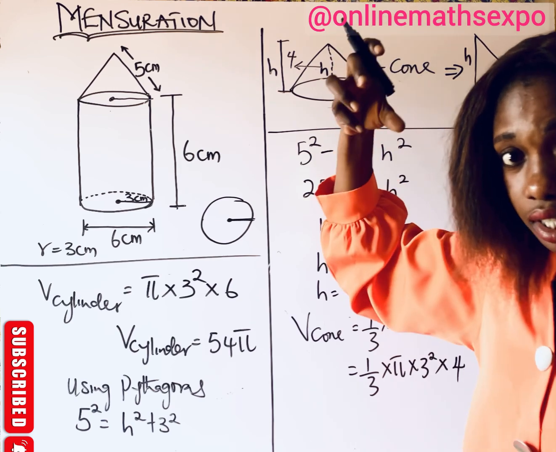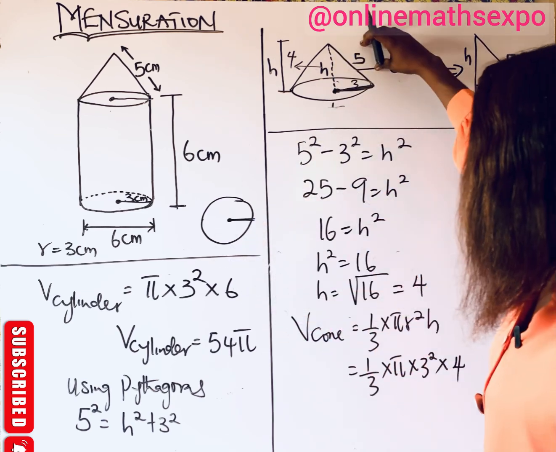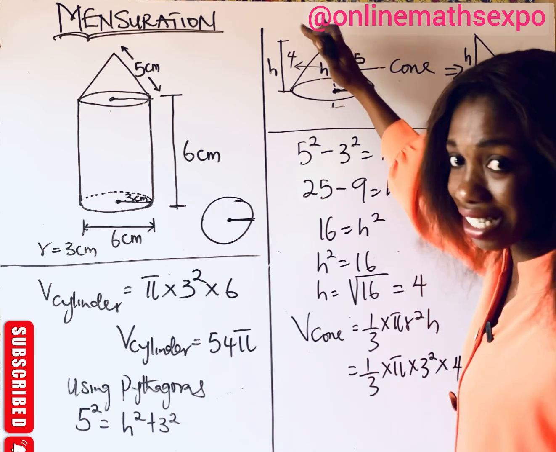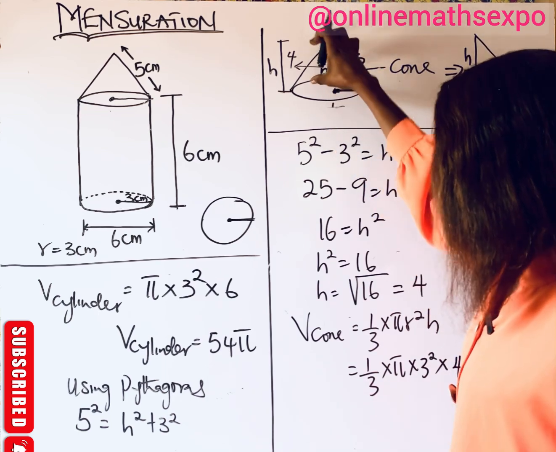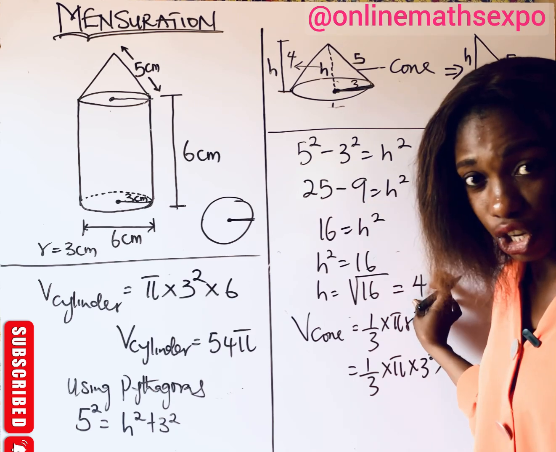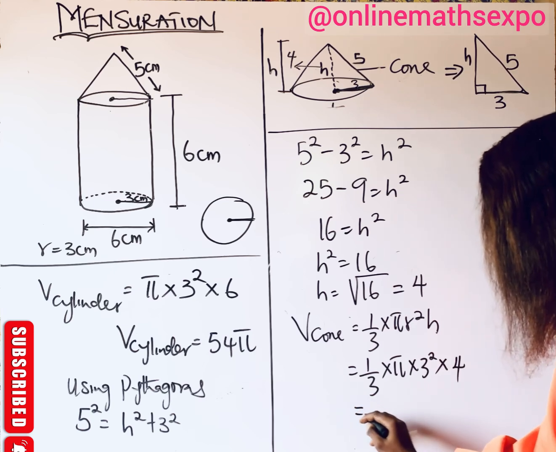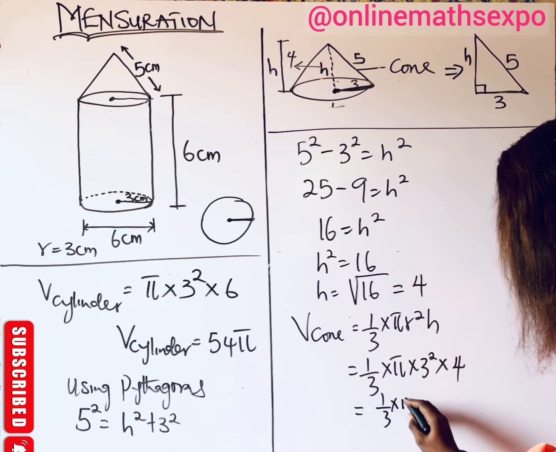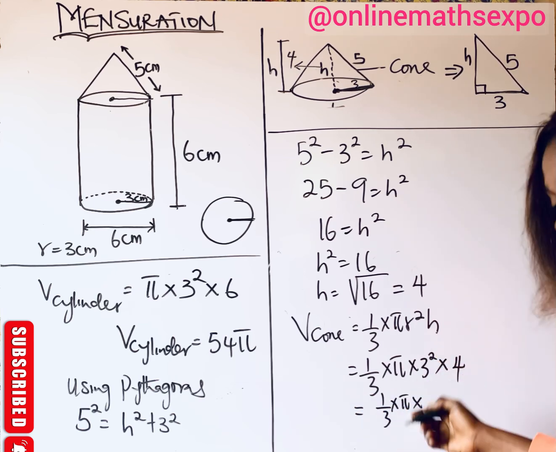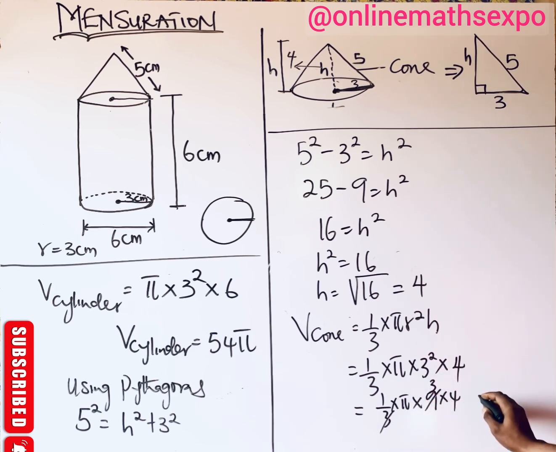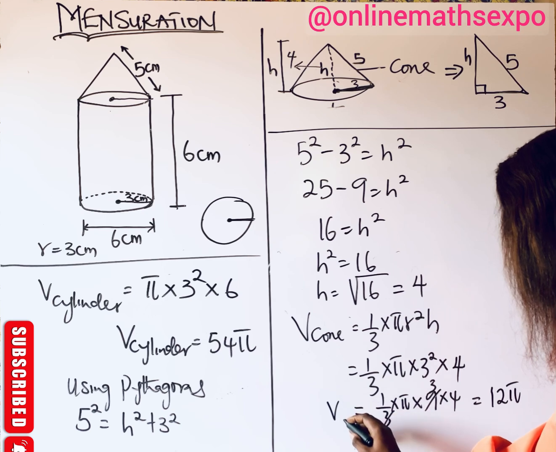So that's why we want to do it together. Okay, some of them were using 5 as the height of the cone. Please, this is not the height, this is the slant height. The main height is what we have found using the Pythagorean's theorem. I hope this is cleared. So in that case, we are going to simplify this to give us 1/3 times pi. 3 squared is 3 times 3, giving us 9 times 4. So this we cancel, we have 3. So this will give us 12 pi as the volume of a cone.